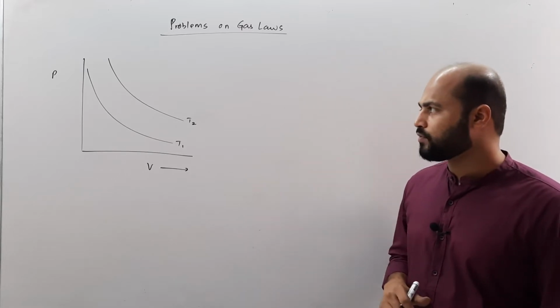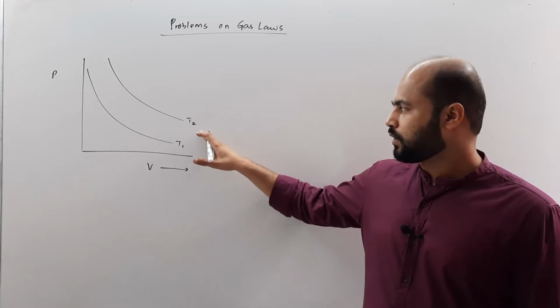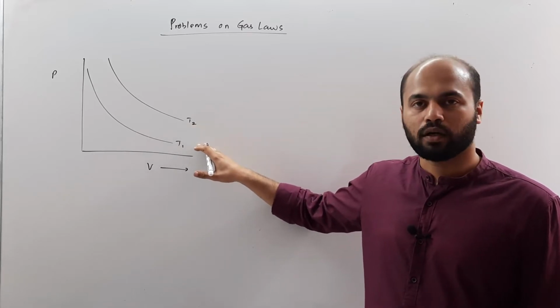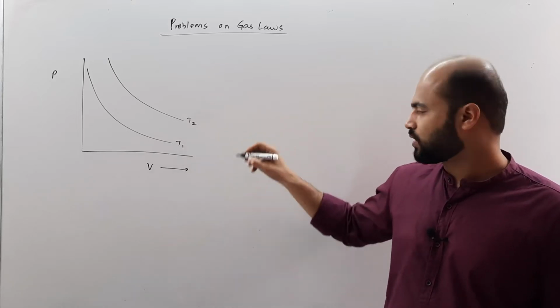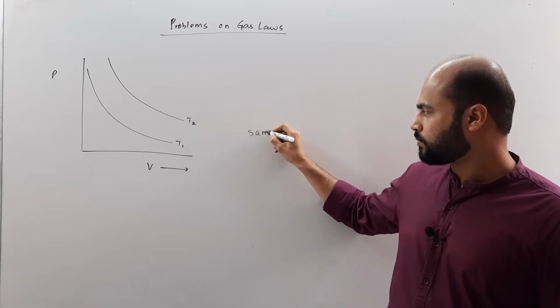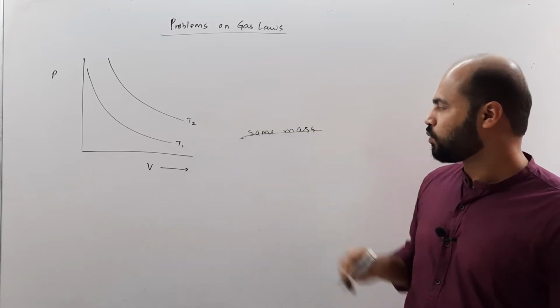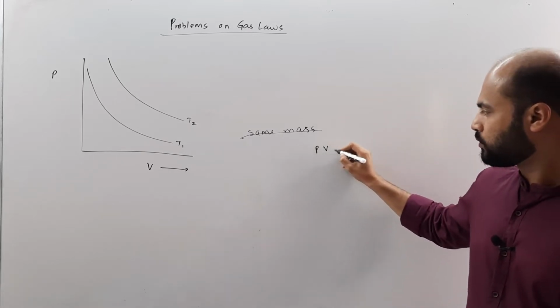So, here we have a graph which is P versus V. This graph corresponds to temperature T2, and this graph corresponds to temperature T1. The analysis, or the plotting, was done for the same mass. So in both the situations, the mass was kept the same. So let's go to the question now.